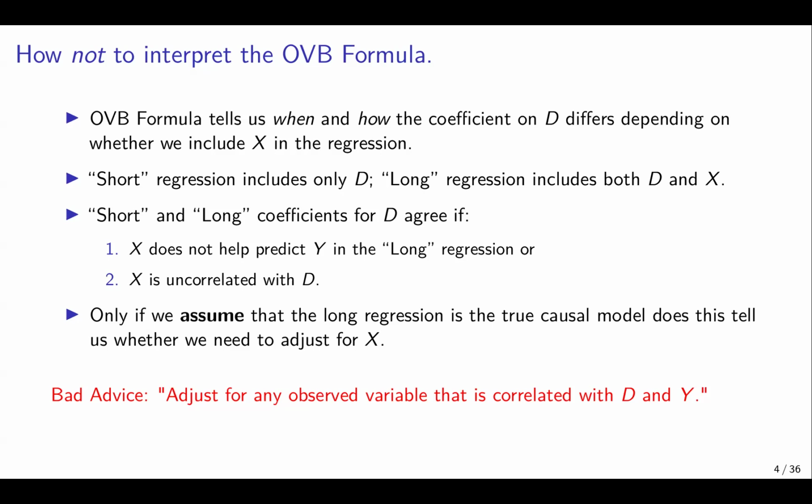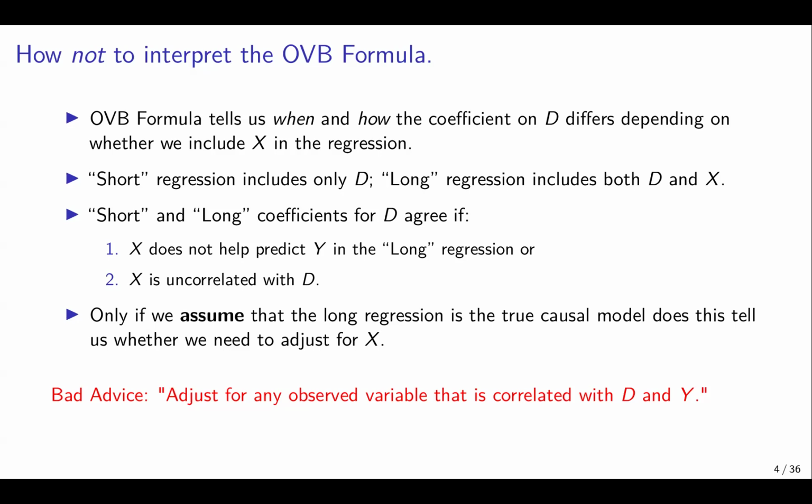It obtains some causal content only if we assume that the long regression is the true causal model. So let me say that again. This argument only tells us something about why excluding x could be bad if we assume that the long regression is the true causal model. If that's the case, then indeed we know when it would be bad to drop a particular x. But what this does not tell us is, if we don't already know what the right causal model is, it doesn't tell us which x's we need to add.